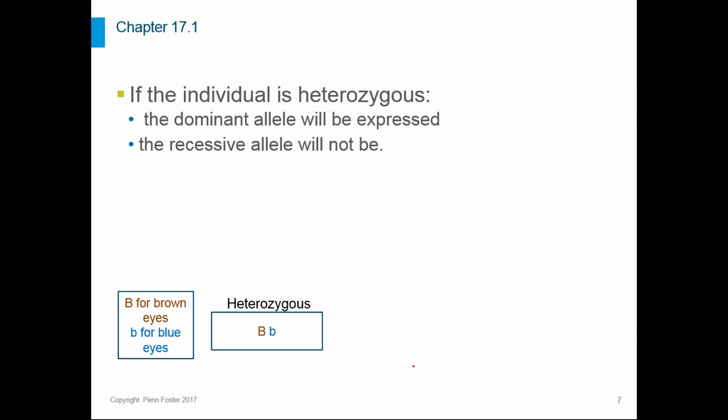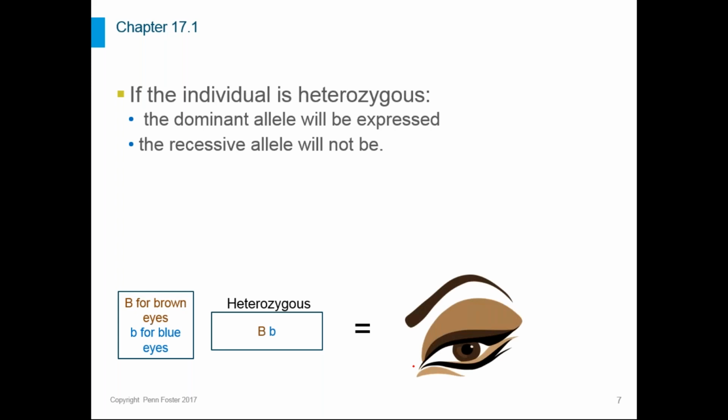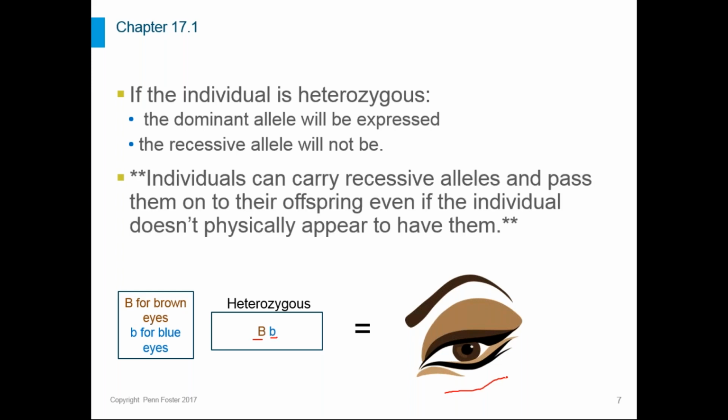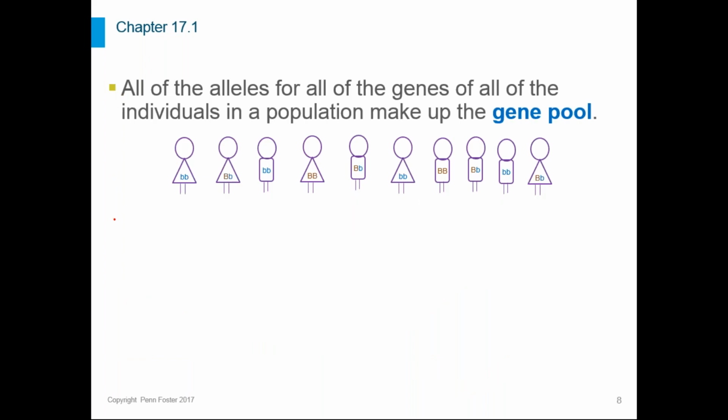Individuals can carry recessive alleles and pass them on to their offspring even if the individual does not physically appear to have them. So as we were saying on the last slide, if you have a dominant allele and a recessive allele, the recessive one is hidden. You're just going to have a phenotype showing that dominant one. But it still exists. You can still pass it on to your offspring.